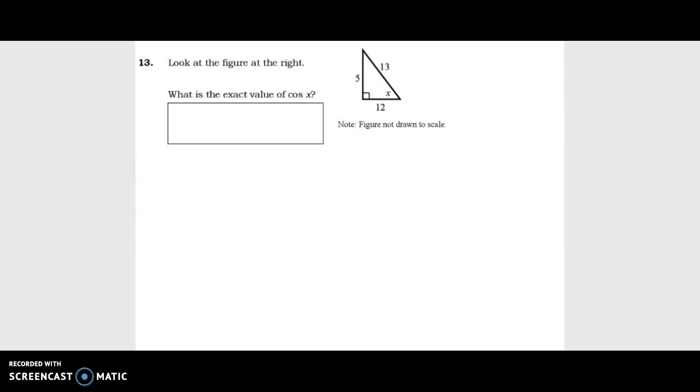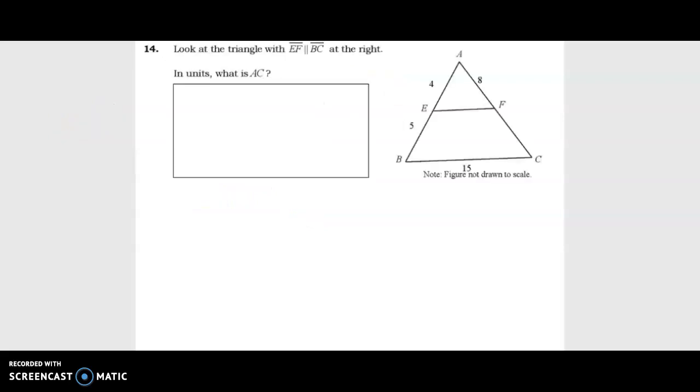Exact value of the cosine of x. So again, cosine is CAH, adjacent over hypotenuse. So I'm going to use the 12 and the 13. I do not need the 5. Oops, wrong number. Okay, I said that and I wrote it. 12 over 13. That's your answer. Again, feel free to go back, pause, do whatever you need to check this before you submit it today.